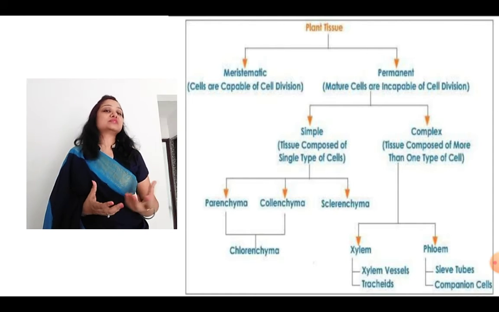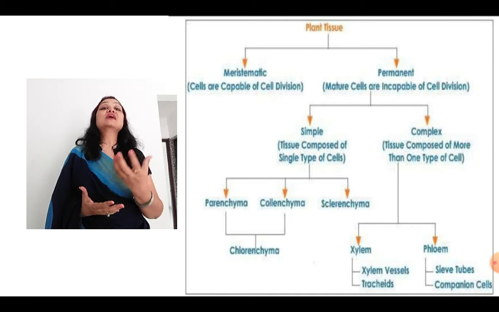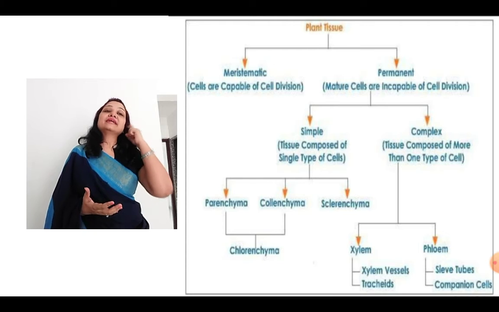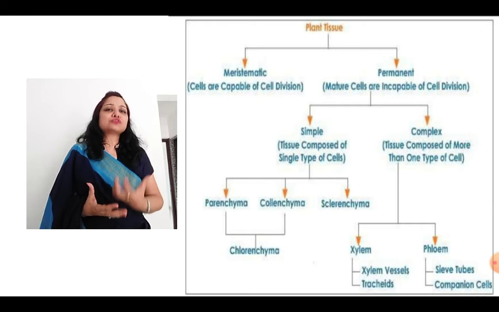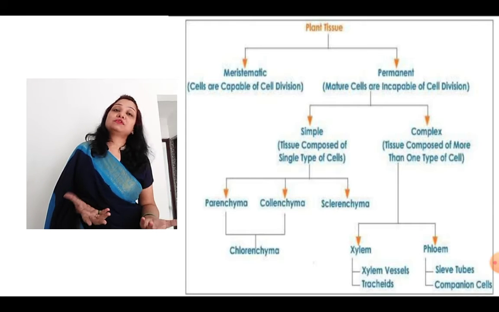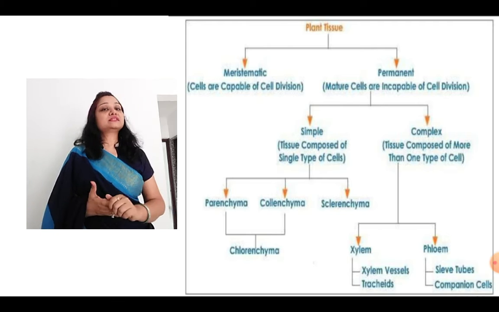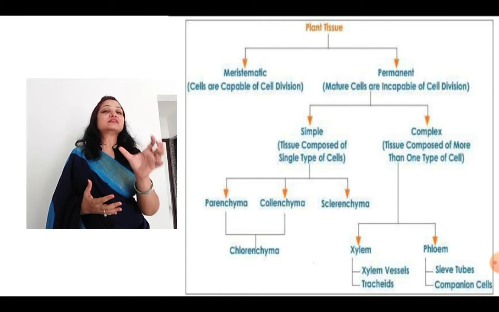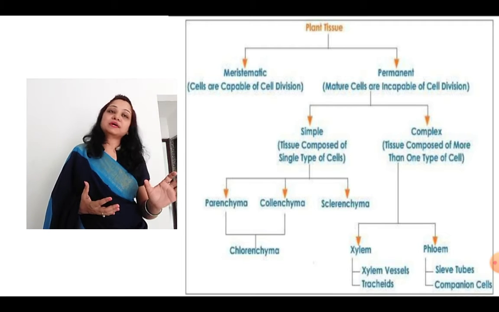Meristematic ones are those cells which are capable of cell division, or I should say which are living, right? And the permanent ones, on the contrary, are those which are mature enough or incapable of cell division. Mainly they are dead ones, I should say, right? So these are broadly the two categories of plant tissues, the meristematic and the permanent.